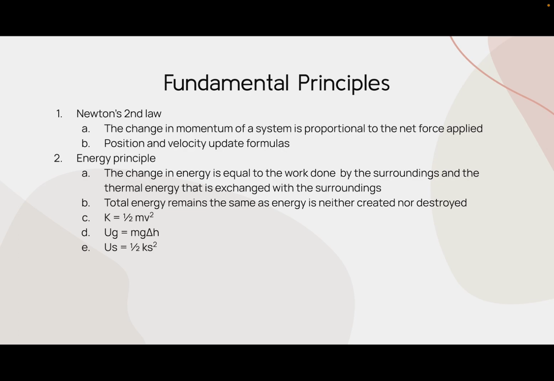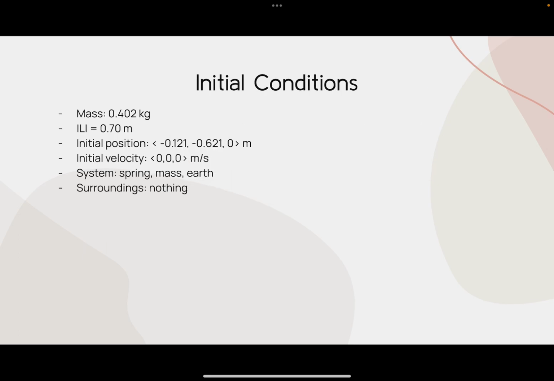Some of the formulas we're using: kinetic energy is equal to 1/2 mv squared, gravitational potential energy is equal to mg delta h, and the spring potential energy is equal to 1/2 ks squared. So these are the initial conditions. The mass is 0.402 kilograms, and L is 0.7 meters. The initial position was negative 0.121, negative 0.621, 0 meters, and the initial velocity is 0. The system is the spring, the mass, and the Earth, and the surroundings is nothing.